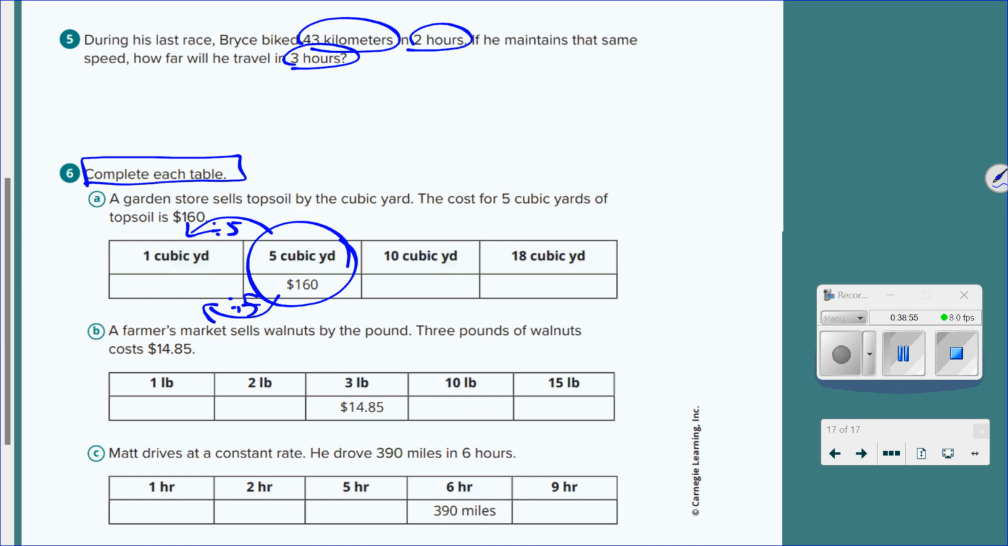Although technically I could just use additive here. I could say, okay, 5 plus 5, 160 plus 160. Doesn't matter how you do it, just show your work. Okay, guys? So you got 3 tables. The rest I've already shown you. Good luck.